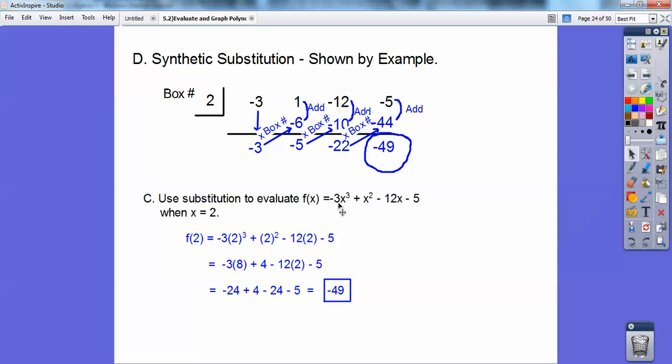Where these numbers, negative 3, 1, negative 12, and 5, were right here, and this was my box number right there. Okay, so once you get used to synthetic substitution, you guys, it goes pretty fast, and you're less prone to make mistakes like you are right here. A lot of people would make a mistake with this guy right here. Okay, you get the same answer right there.